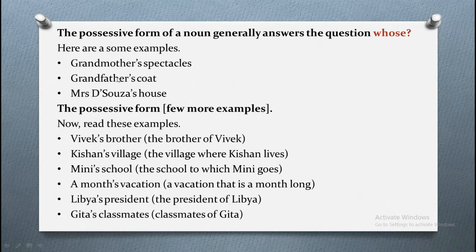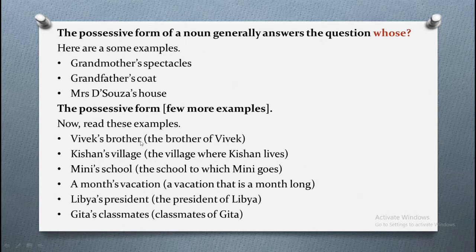Next is grandfather's coat. Whose coat? Grandfather's coat. Mrs. D'Souza's house. So whose house is that? Mrs. D'Souza's. Whenever you get the answer to this question whose, that means your noun is in possessive form. There are few more examples.